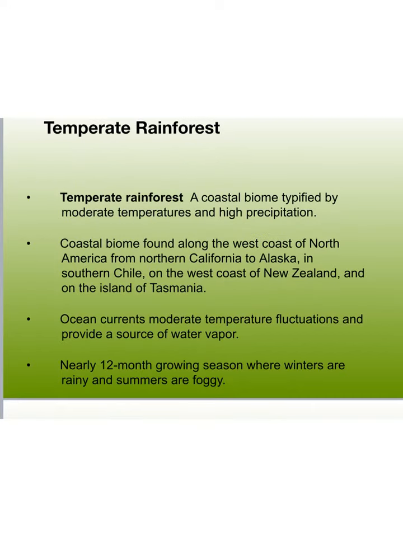actual temperature. So a temperate rainforest is a coastal biome, is how I like to call them, and they are usually moderately tempered. Coastal biomes are found along the west coast of North America, like Northern California to Alaska, Chile, New Zealand and all of Tasmania. Those are temperate rainforest areas. Ocean currents definitely affect which areas are considered a temperate rainforest. And nearly all 12 months of the year are growing seasons, even if it's foggy outside.